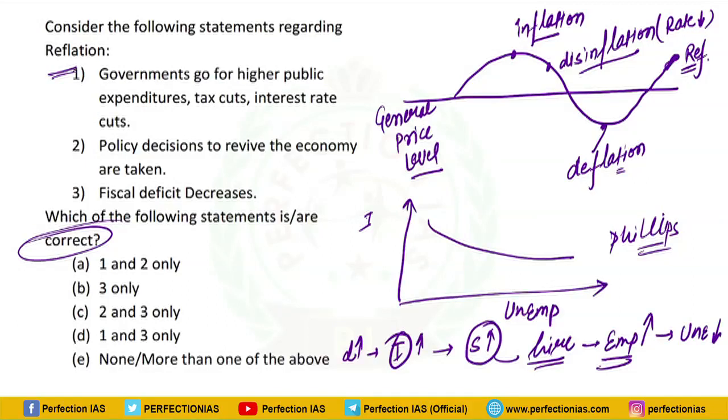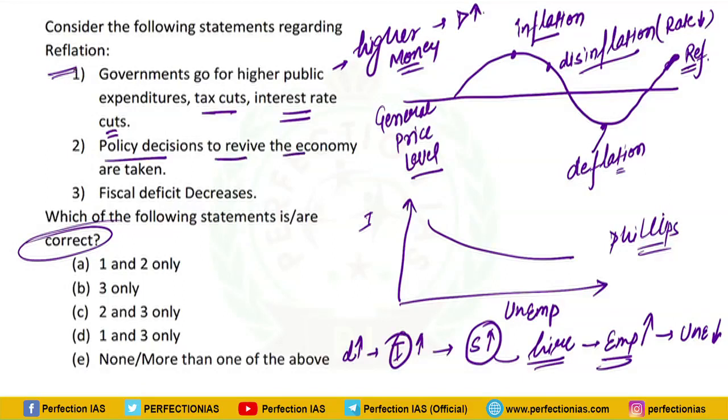Okay, now coming back to the original question, that is reflation. So reflation means government is trying to increase the demand in economy. So first statement says that government goes for higher public expenditure, tax cut and interest rate cut. Now the impact of these three things will be higher money in the hands of people. That means higher demand. So demand will increase. First statement is correct then. Second is policy decisions are taken to revive the economy. That is also a correct statement.